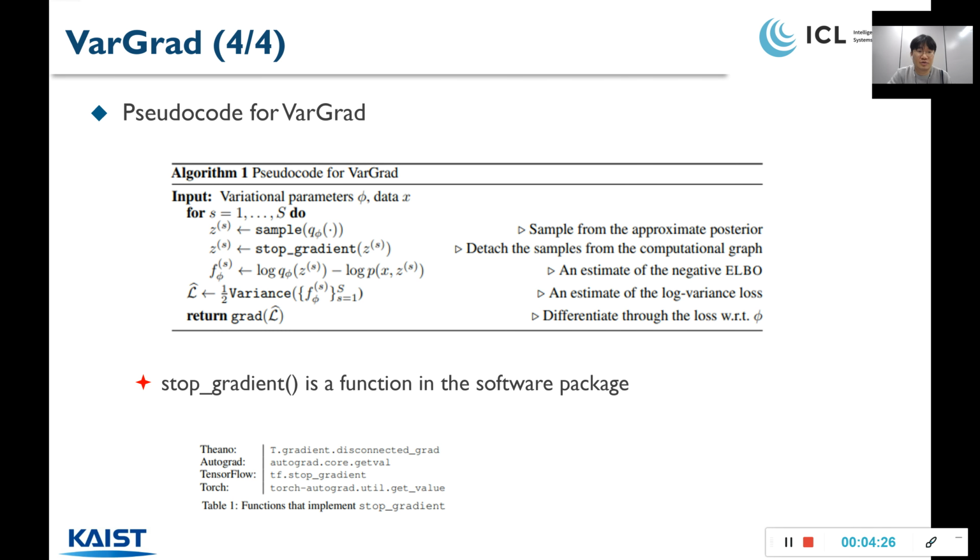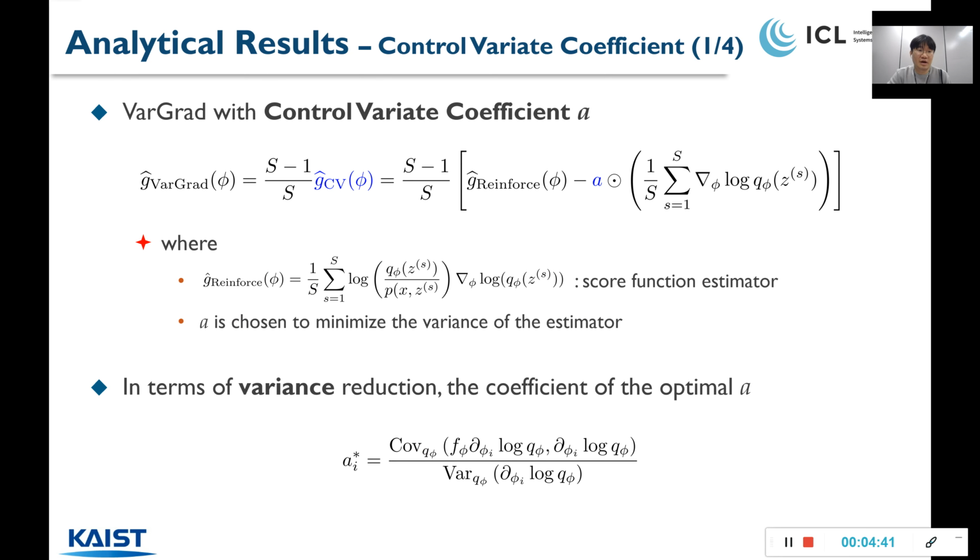This slide shows the pseudocode for VarGrad estimator. In the pseudocode, stop gradient is a function in software package as shown here. From now on, I will explain the analytical result.